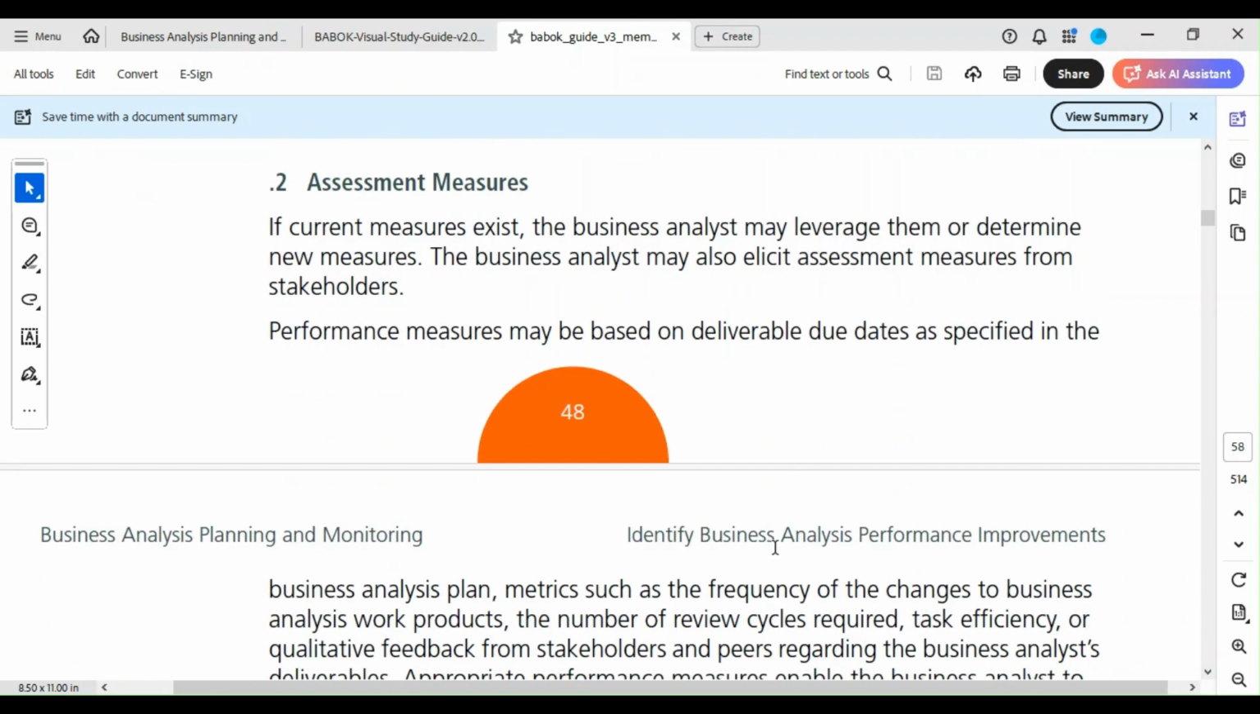So assessment measures as an element. Assessment measures. So you are looking at something, you are assessing it, what are the measures you want to take? What are the boundaries, the standards you want to put up? So if current measures exist, so there are some places where you already have measures existing, the business analyst may leverage them. So you may build on those, or determine new measures.